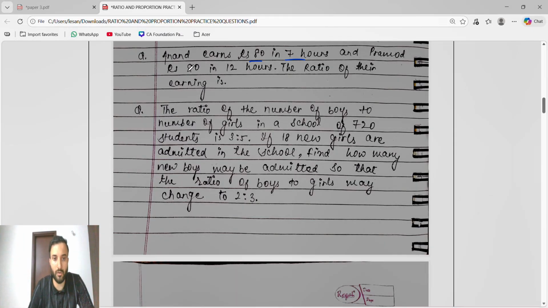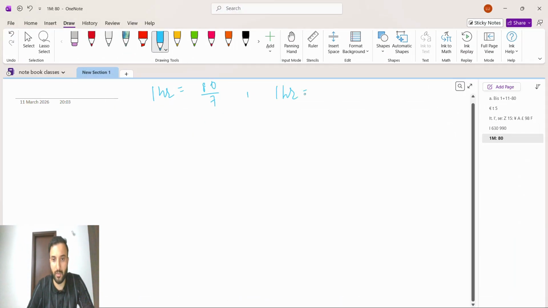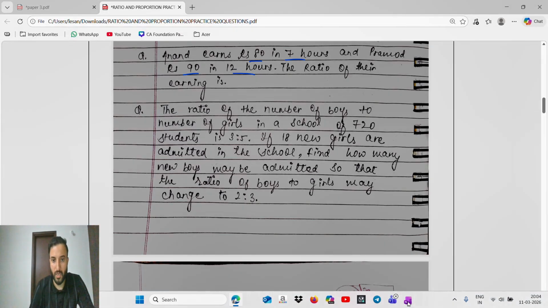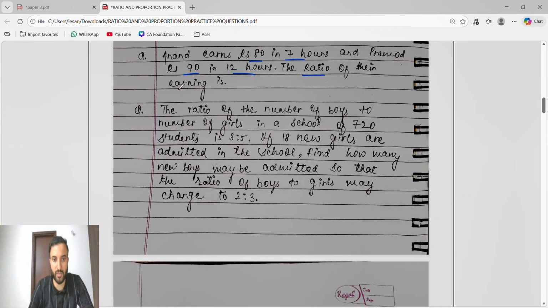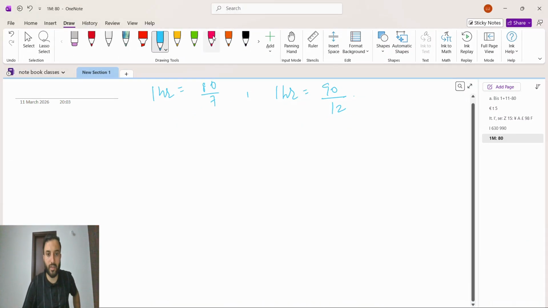Pramod earned rupees 90 in 12 hours. So Pramod, 90 rupees in 12 hours. So in 1 hour it will be 90 divided by 12. Now what do we have to do? They said find the ratio of their earnings. Ratio of their earnings. Right, a simple thing we know in ratio.